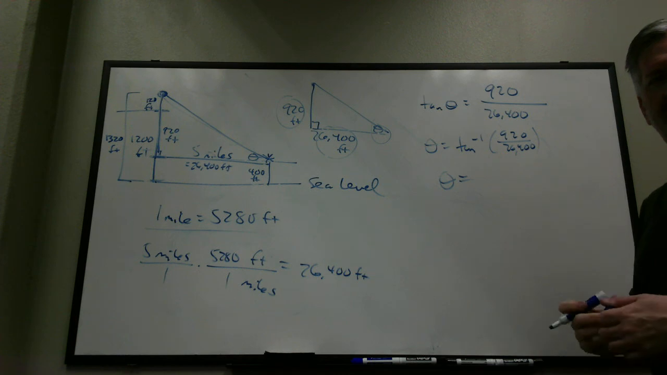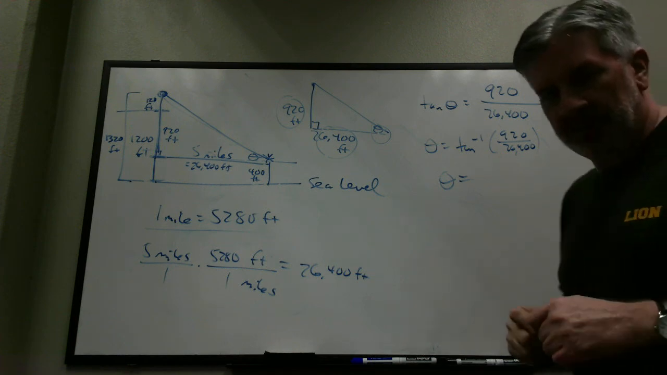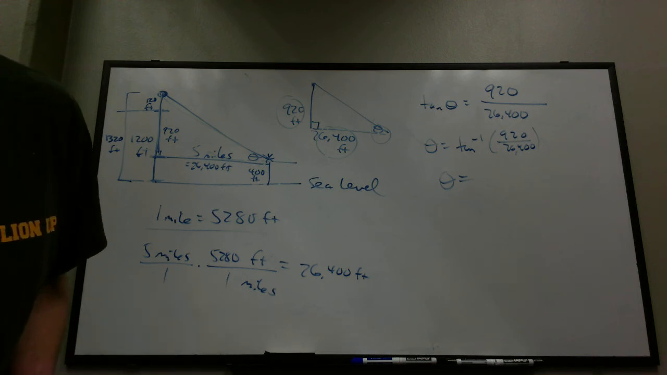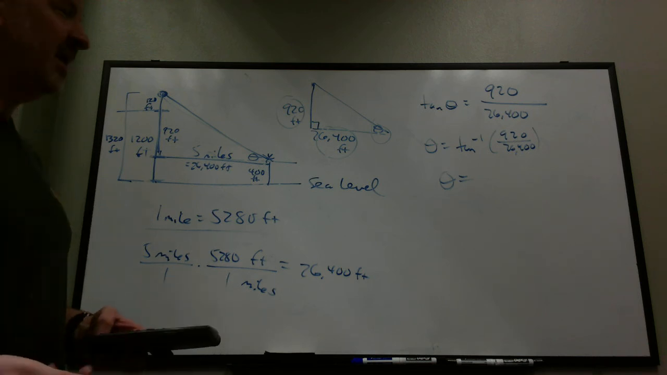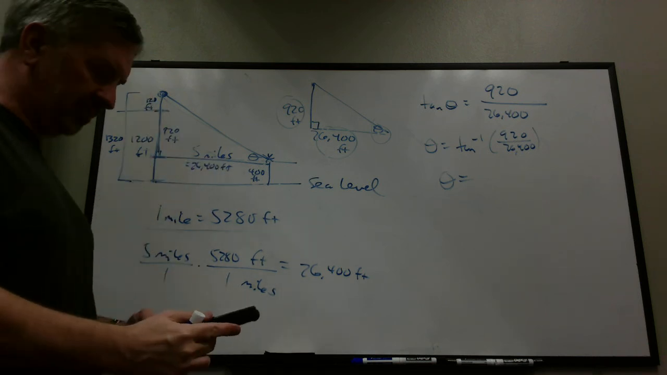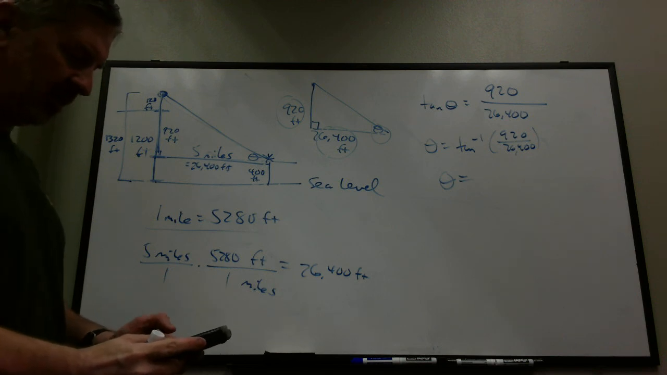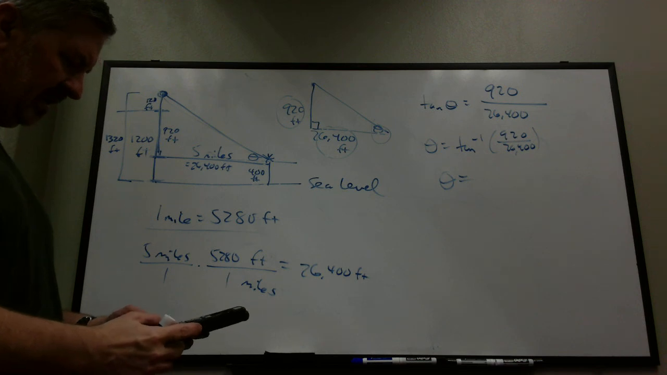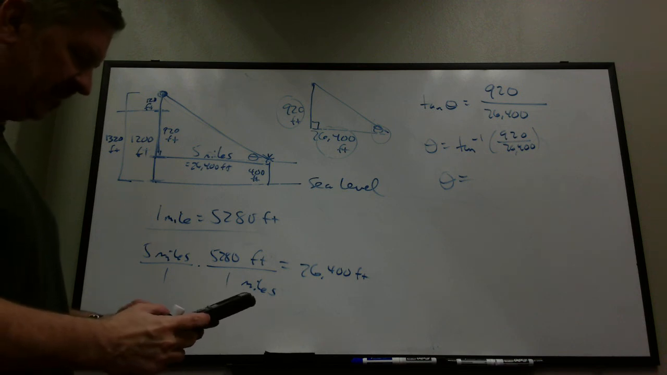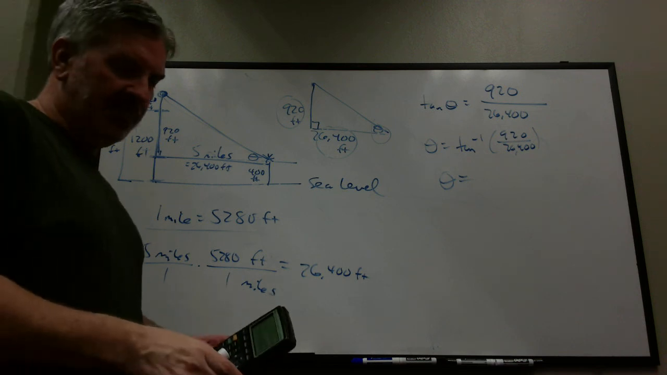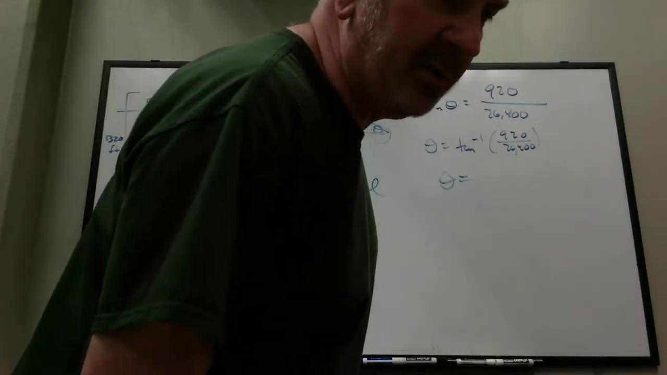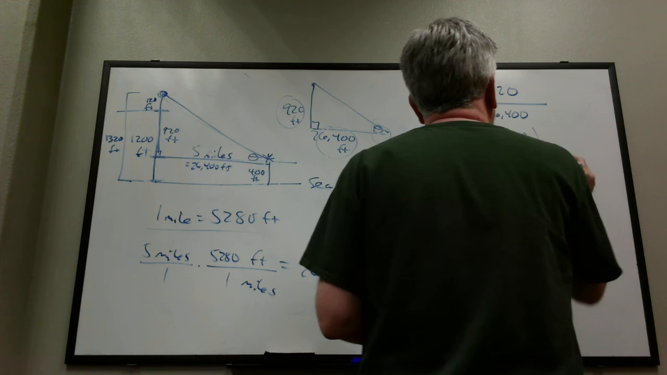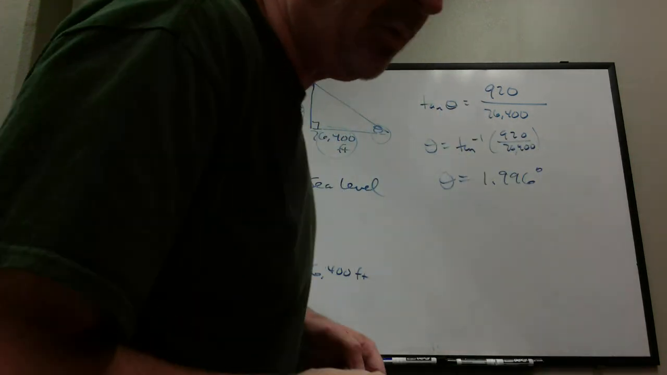So all we have to do is punch that in. Okay, let's see what we get. None of the angles are given in this problem, so you could use degrees or radians. I'm already in degree mode from before. I'm just going to use degrees. So tan inverse of 920 divided by 26,400 is about, if you round to 3 places, 1.996 degrees.